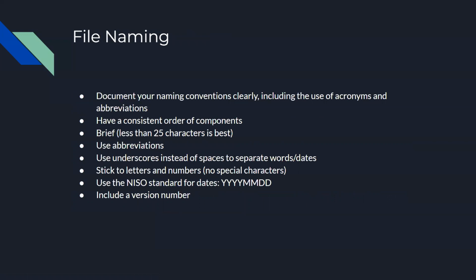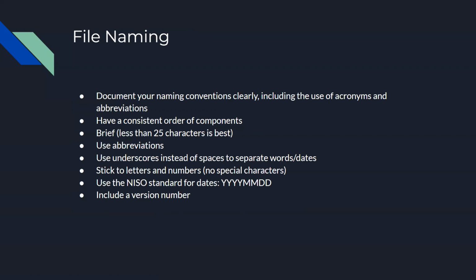And lastly, of course, file naming. It is important when you're naming your files to document, usually in your README file, what your file naming convention is, and to make sure you're sticking to that convention throughout the research project. That includes things like having consistent order, using consistent abbreviations that are defined, and of course, just general good practices for file naming, like using underscores instead of spaces, not using special characters, and using standards for dates that are clear and internationally understood.